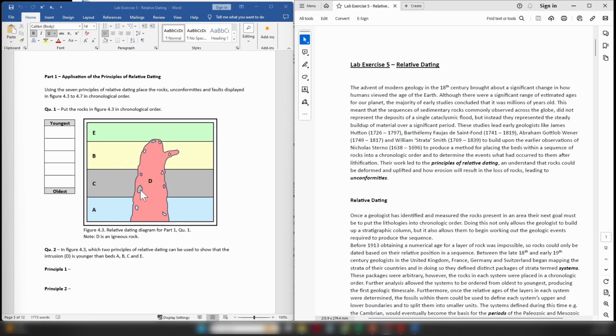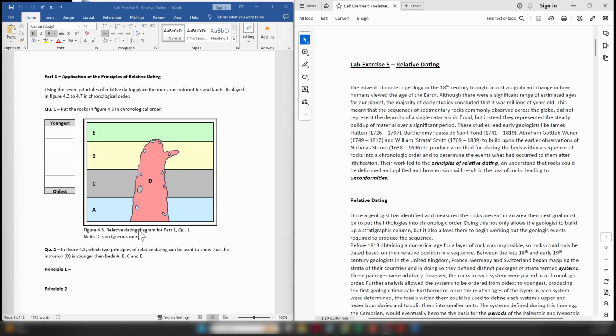So in terms of the sequence, for question 1, you're going to look at it and you're going to think to yourself, right, which principles are going to apply to this? Well, you have a sequence of horizontally bedded rocks here, so A, C, B, and E. So you're probably going to think to yourself, right, the principle of superposition is probably going to be useful in this instance. That's going to give me some information.